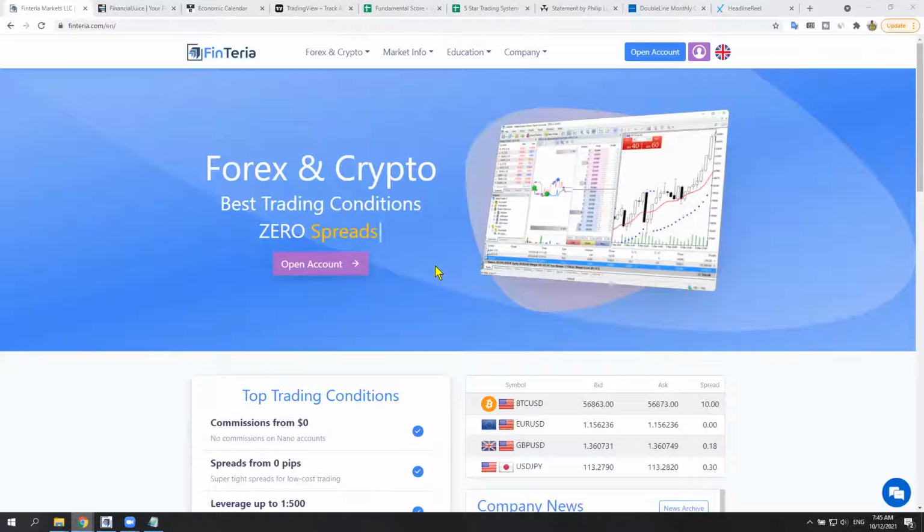Hi traders, this is a daily forecast on euro dollar. Today is Tuesday, October 12th.